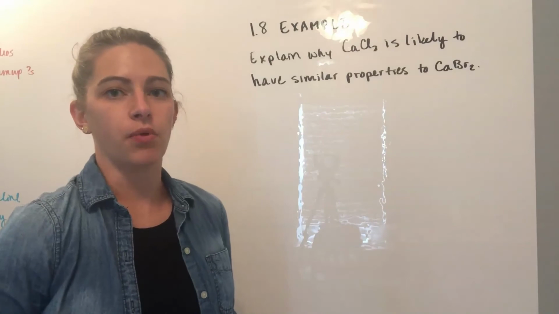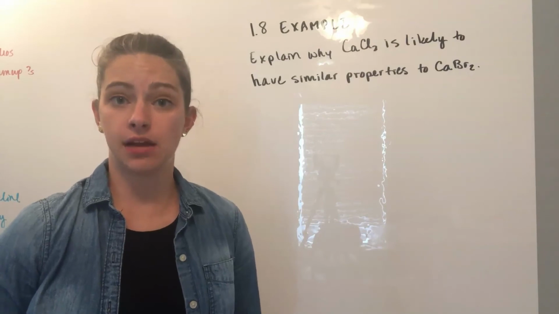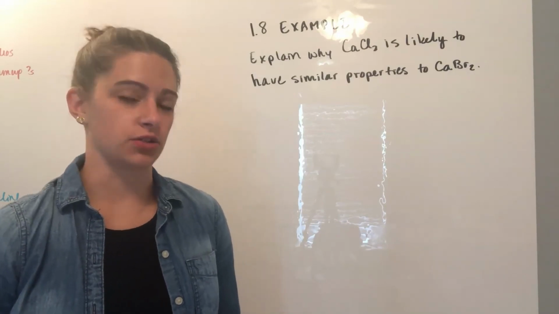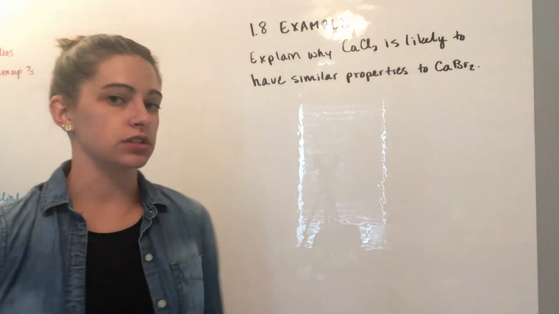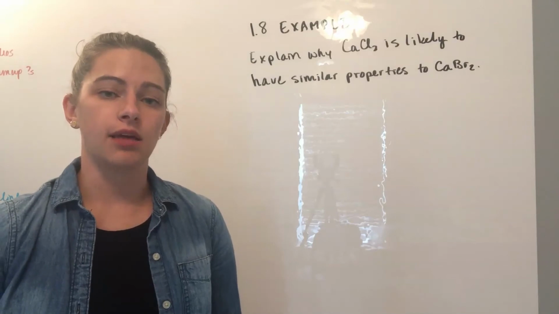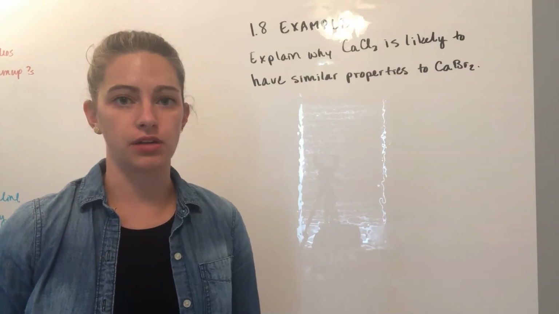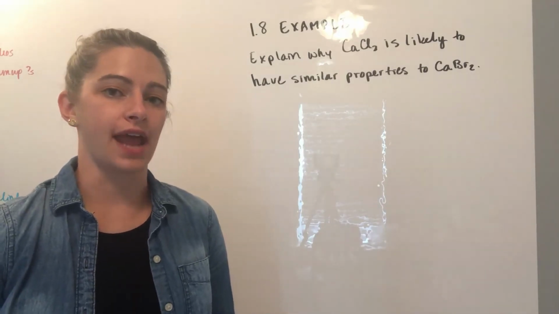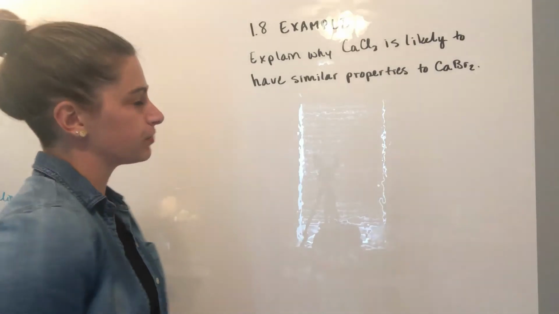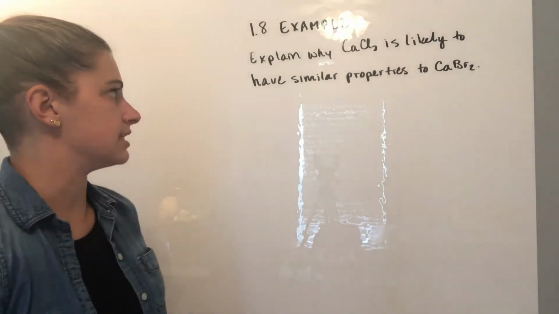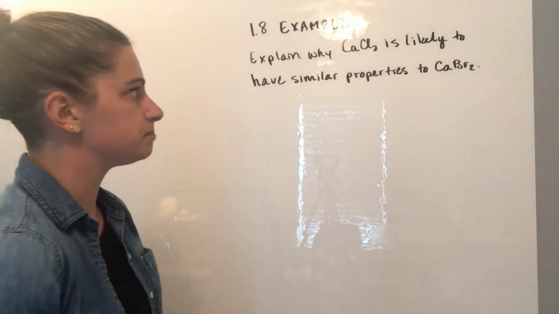The other part to topic 1.8 is knowing that not only do elements have the same charges and the same number of valence electrons based on their column on the periodic table, but since those valence electrons are what's doing the reacting, elements in the same column, in the same group, are going to have similar reactive properties. We can use this to compare the reactiveness between two elements, and also between two compounds. So you might see a question that says, explain why CaCl2, calcium chloride, is likely to have similar properties to calcium bromide.